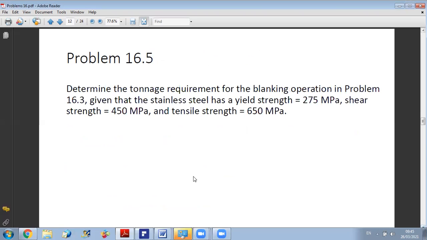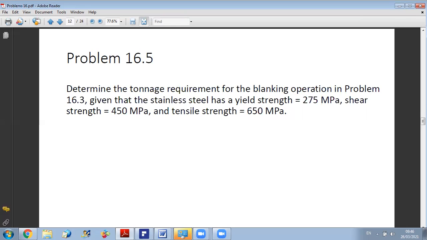Okay. Now, determine the requirement for the blanking operation in problem 16.3, given that the stainless steel has a yield strength of 275 megapascal, shear strength of 450 megapascal, and tensile strength of 650 megapascal. So here also we want to determine what is the corresponding press size that we should use. What is the minimum press capacity that should be used?